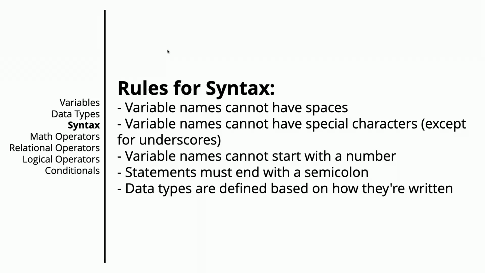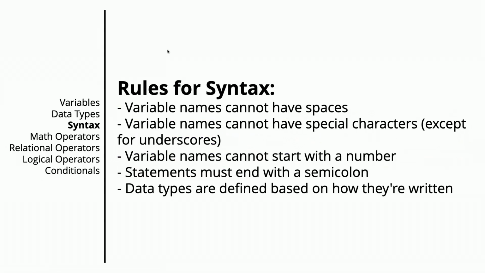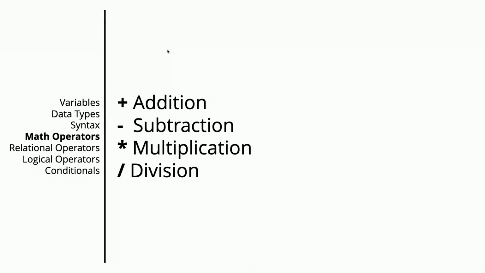There's a couple of rules, and I guess maybe I will read through them; the slides will get shared with you. Variable names cannot have spaces. You can't have special characters like an asterisk or a hyphen in a variable name, except for an underscore. They can't start with a number. Everything has to end with a semicolon to indicate that it's been completed. And the last part is data types are defined based on how they're written, like here with the quotes or the period in between. All right, now the hardest part of today: math operators, addition, subtraction, multiplication, and division.